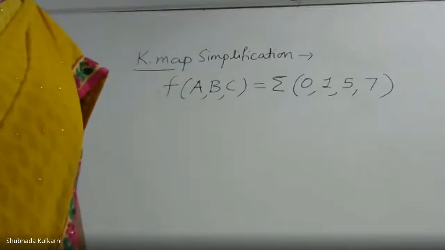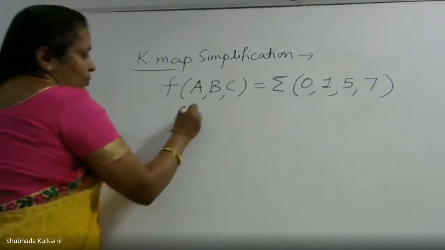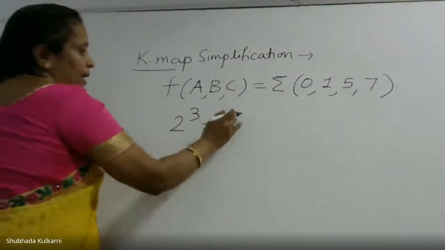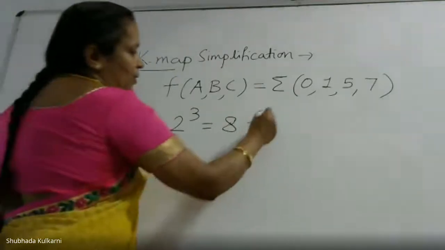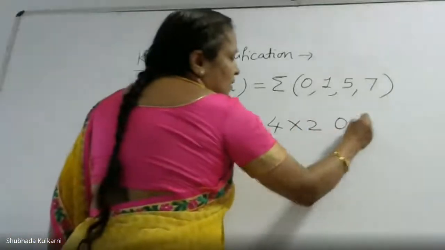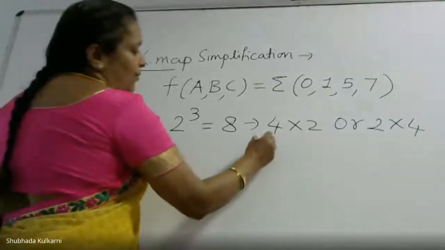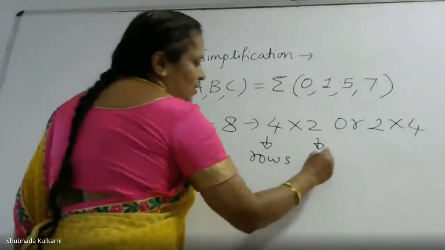Now, how to construct the K-map? We have to see how many input variables. 2 raised to 3 equal to 8. And this 8 can be divided into 4 cross 2 or 2 cross 4. What is this? Number of rows and number of columns.